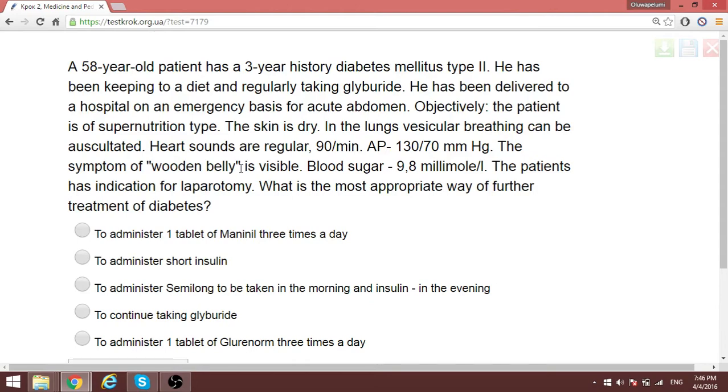So this is a patient that's having a wooden belly. This is an urgent surgery, like an acute abdomen, and we need to conduct a surgery on this patient. So what is the most appropriate way for further treatment of diabetes in this particular patient? It's to administer a short-acting insulin.